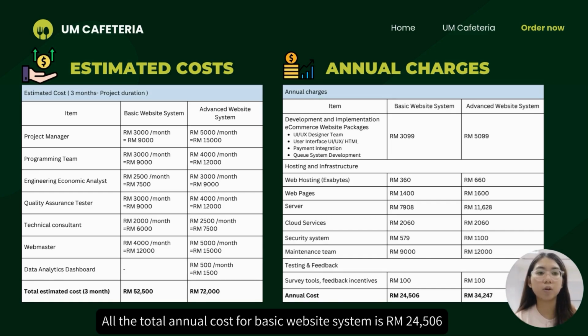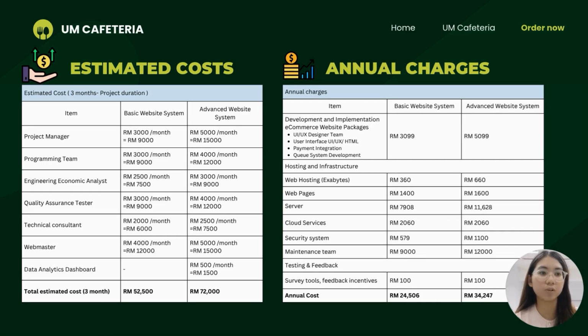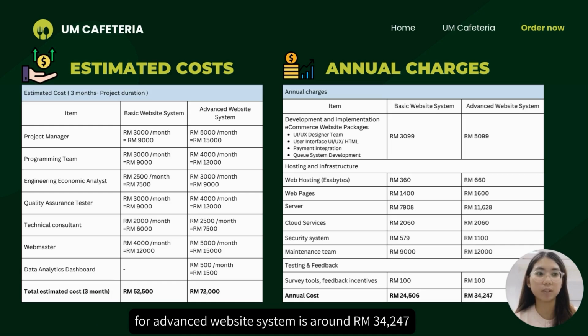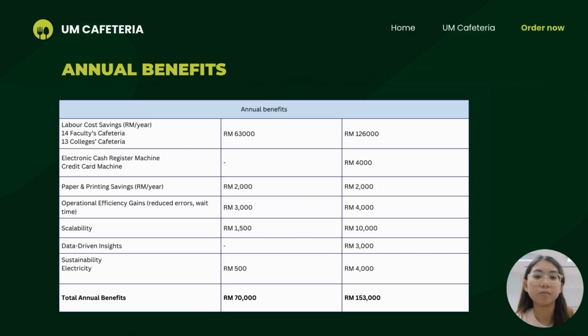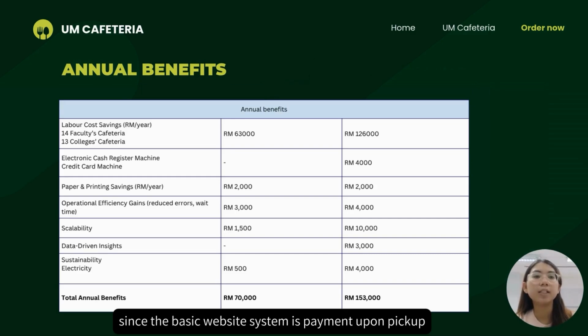The total annual cost for the basic website system is 24,506 ringgit, whereas for the advanced website system it is around 34,247 ringgit.